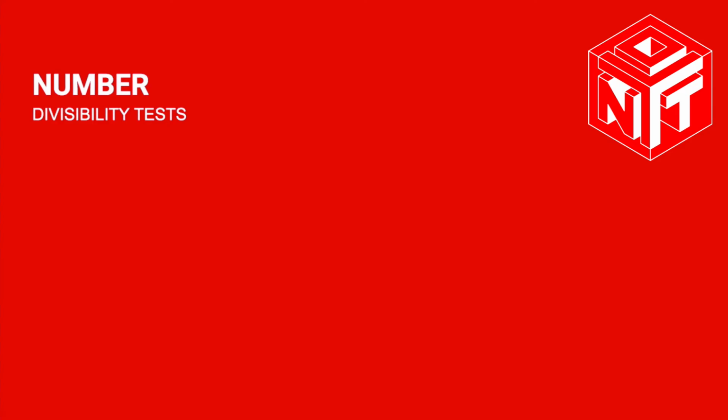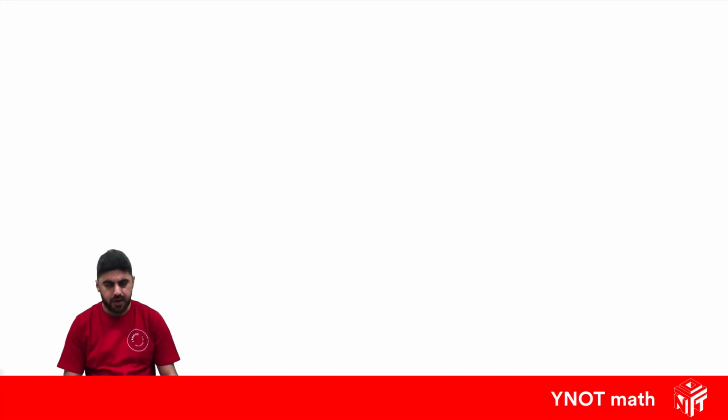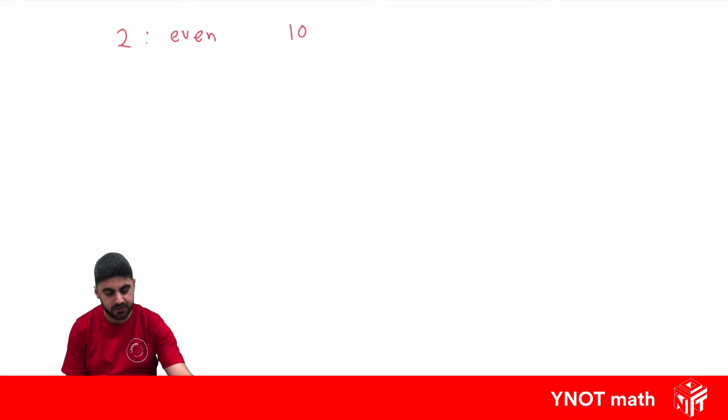Divisibility tests. So how do we check if a certain number is divisible by another number with no remainders? To know if it's divisible by 2, the number just has to be even. So 10 is even, so it's divisible by 2. And if you do 10 divided by 2, you'll get 5 with no remainders.